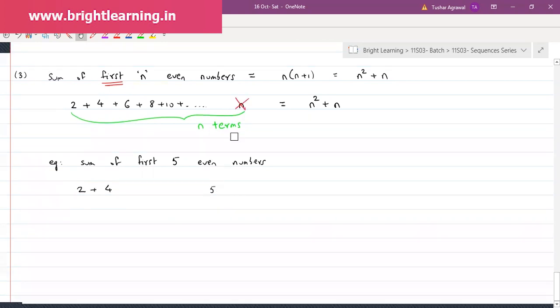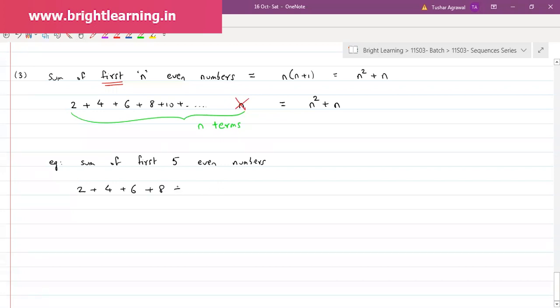You have to actually write here 2 plus 4 plus 6 plus 8 plus 10. So according to the formula, our answer should be 5 multiplied by 6, n into n plus 1. Check whether the answer is coming. 2 plus 4 is 6, 6 plus 6 is 12, 12 plus 8 is 20, 20 plus 10 is 30. Okay, so our formula is correct.